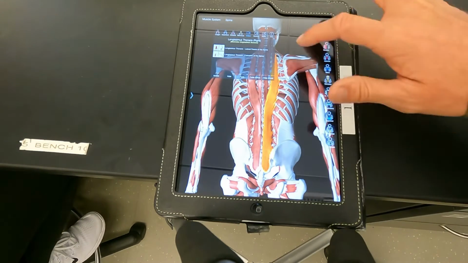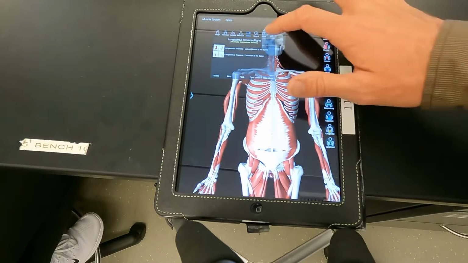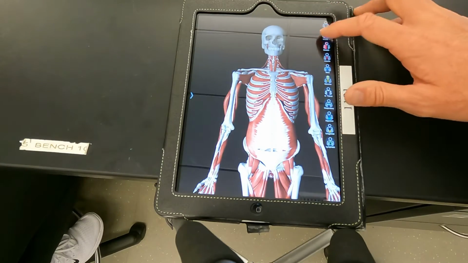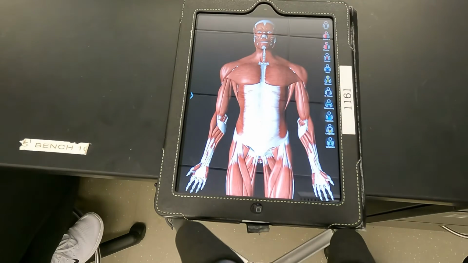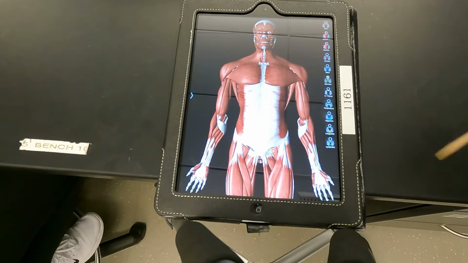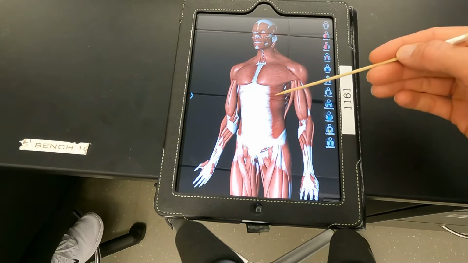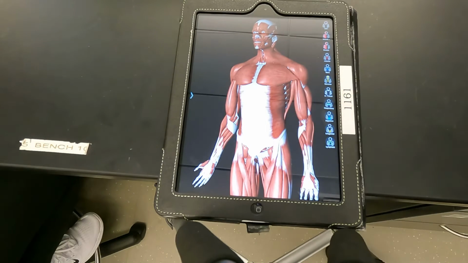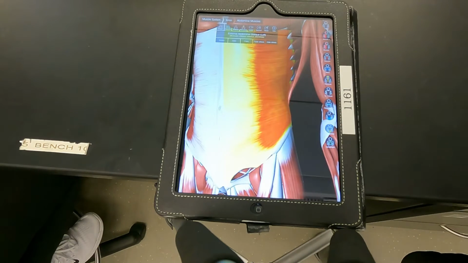Okay, let's turn around. And the next thing I want to do is go over the abdominal muscles. How many layers of abdominal muscles are there? There's 4. Good. There's 4 stacked on top of each other. And here we're looking at the most superficial right now. And what's the name of this most superficial abdominal muscle? External abdominal oblique. So let's go ahead and select that.